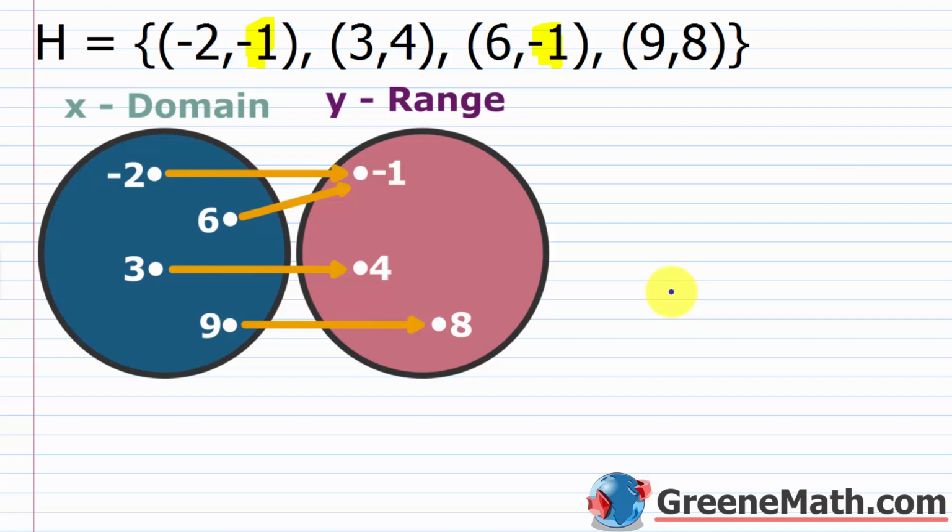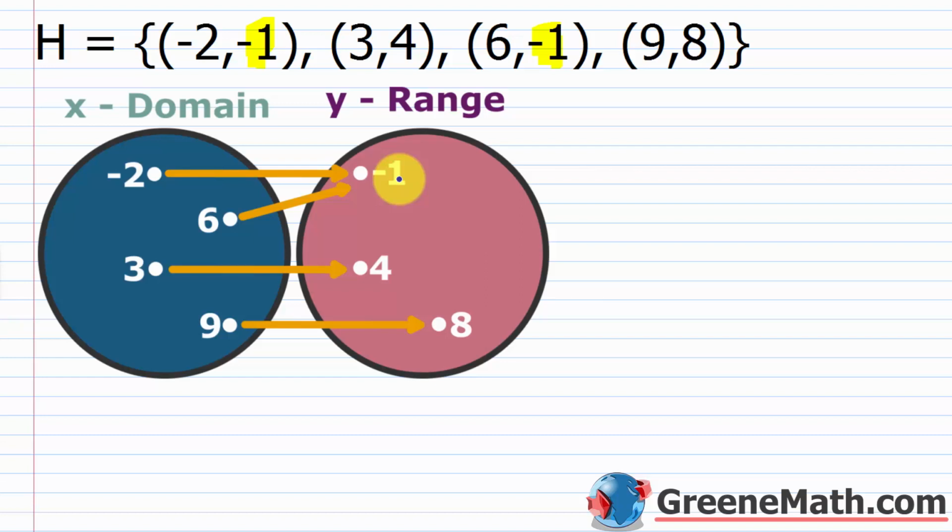We say that for each x value, it's associated with or linked up with or corresponds to one y value. If I said, hey, what is y when x is -2? There's a clear answer. It's -1. What is y when x equals 6? There's a clear answer. It's -1. It doesn't matter that these two x values are linked up to one single y value. That's all right. It doesn't violate the definition of a function, right?